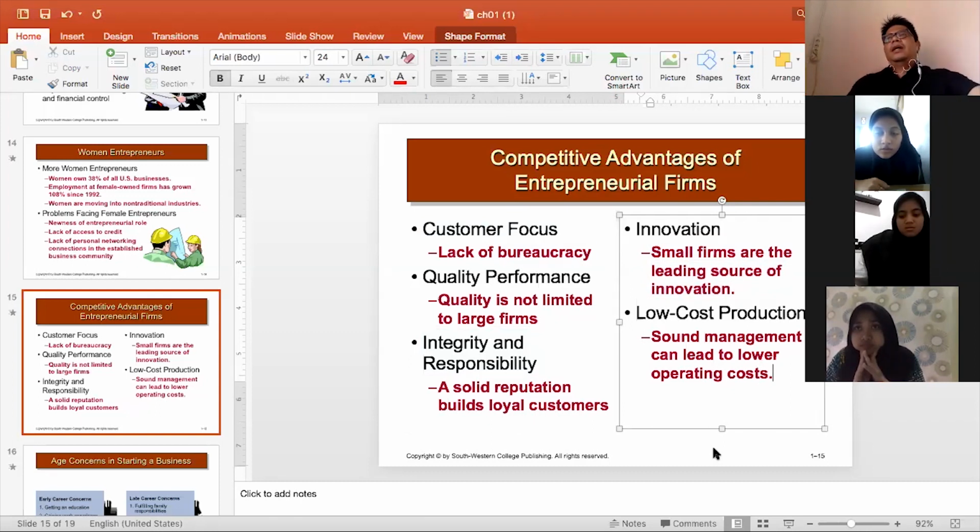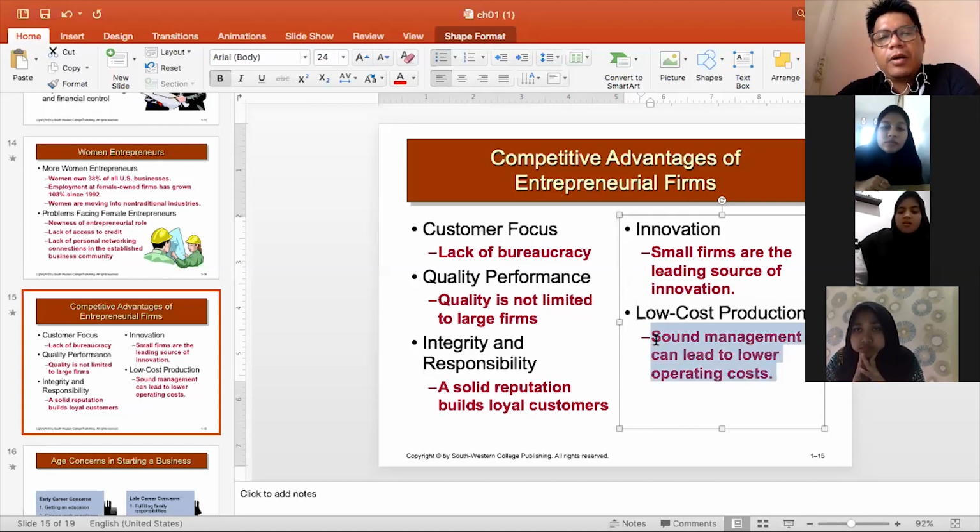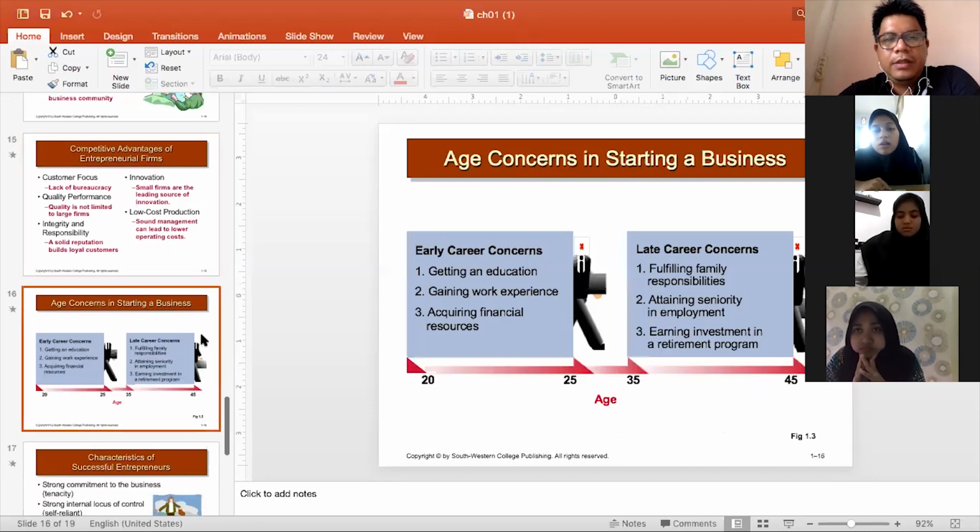You must bold my sentences, because this is what happens in social science. We are learning social science. Okay, not all subjects, not all objects are in certainty or close to certainty. Low cost production: sound management can lead to lower operating costs.